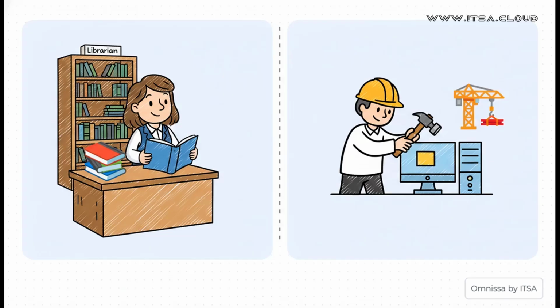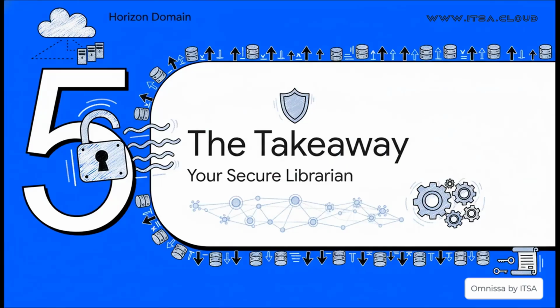The domain join account, on the other hand, is the builder. Its job is to create new things. It literally builds the new computer houses in Active Directory when a brand new virtual desktop is spun up. The librarian reads what's there, the builder adds something new. It's really that simple. All right, let's bring this all home.